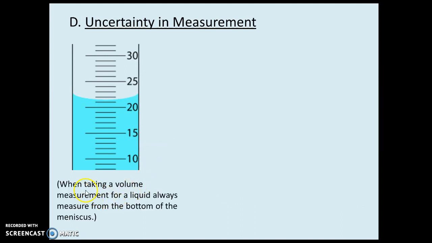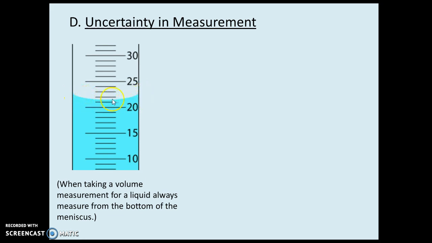So when we take a look, it says, when taking a volume measurement for a liquid, always measure from the bottom of the meniscus. One of the things about water, it's actually attracted to the glass because of its polarity. So you may have noticed that when you have water, you get this curvature inside the glass. You always want to get eye level with your graduated cylinder, and you want to measure from the bottom of the meniscus. So here we get a nice clear line.